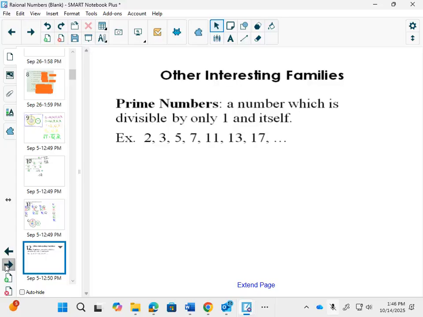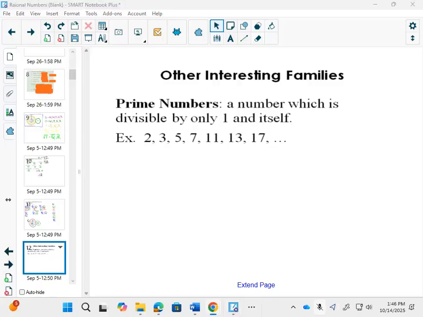Have you ever heard of prime numbers in math? A prime number is a number that is only divisible by itself and 1. Why is 6 not a prime number? Anybody tell me? Because you can divide it by 2. You can divide 6 by 2. 6 is 2 times 3, so that makes it not a prime number. You notice that after 2, 2 is the only even prime number. All the other ones are odd.